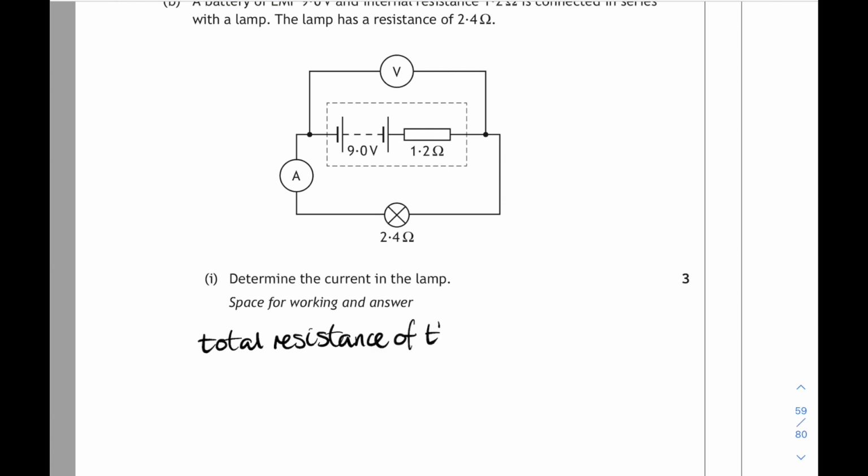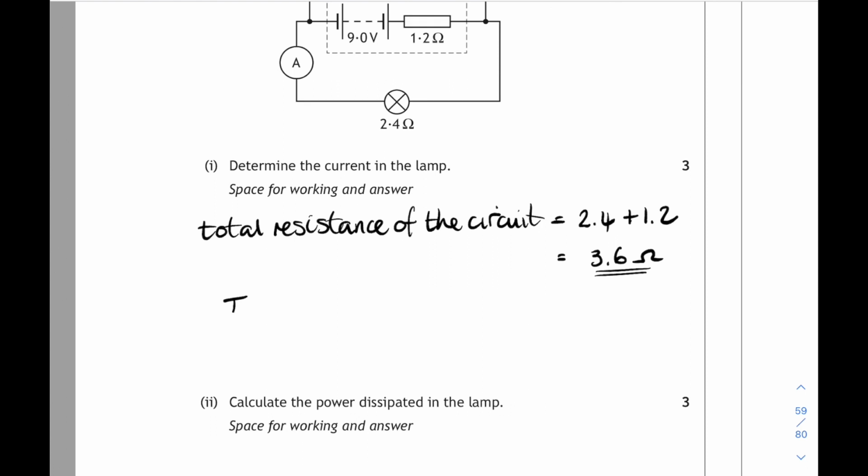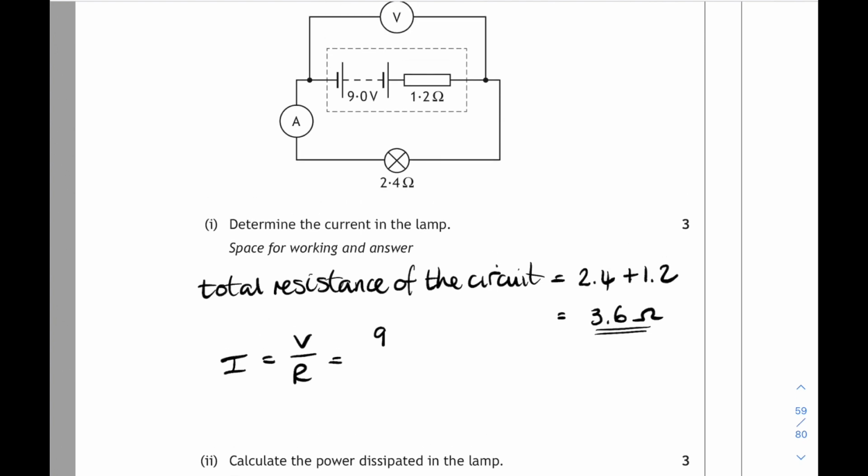The total resistance of the circuit is just the two resistors added together. 2.4 plus 1.2 is 3.6 ohms. And then we can work out the current in the circuit using Ohm's law. I equals V over R, as long as we use the supply voltage and the total resistance of the circuit. So 9 over 3.6. That gives us an answer of 2.5 amps.